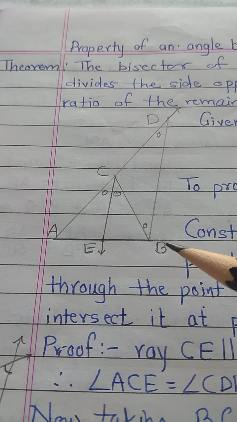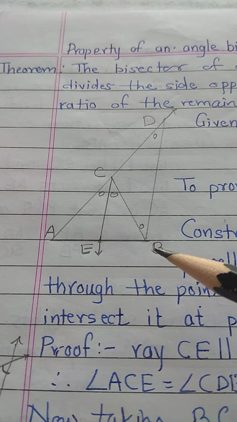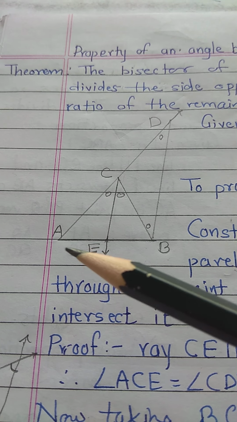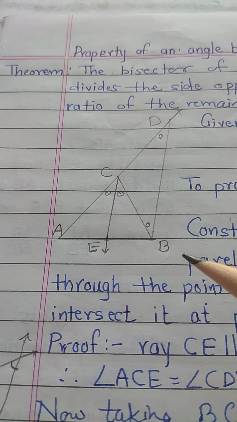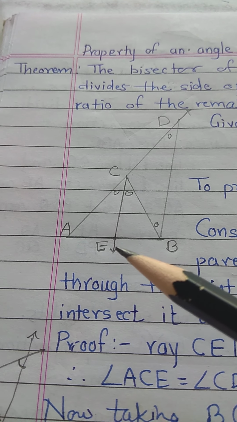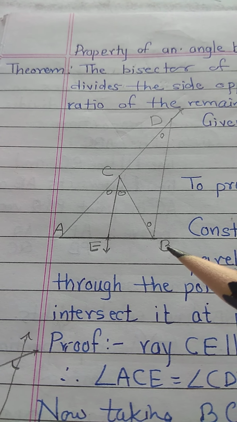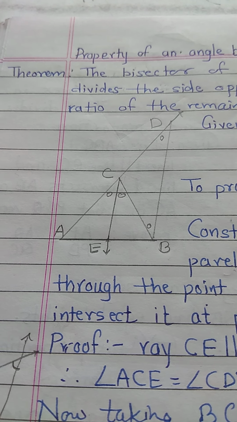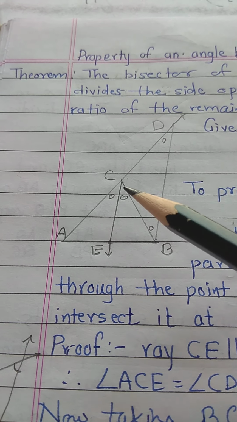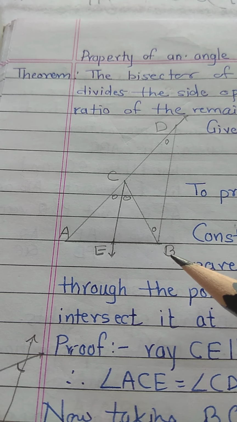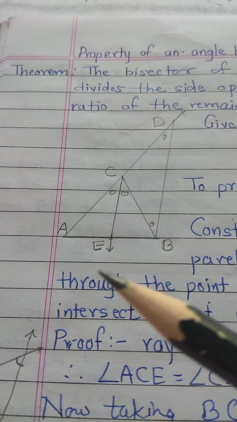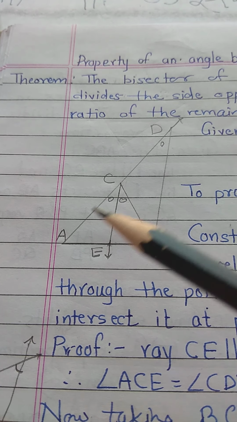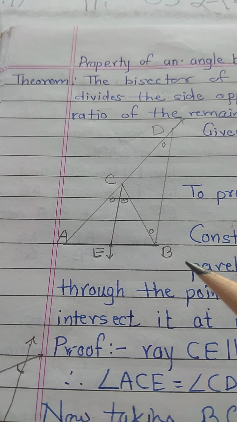This is the given part. What is to prove? That this ray divides the side opposite to it in the ratio AE is to EB. This ratio should be equal to the ratio of the remaining sides, that is CA is to CB. That means to prove is AE is to EB equal to CA is to CB.